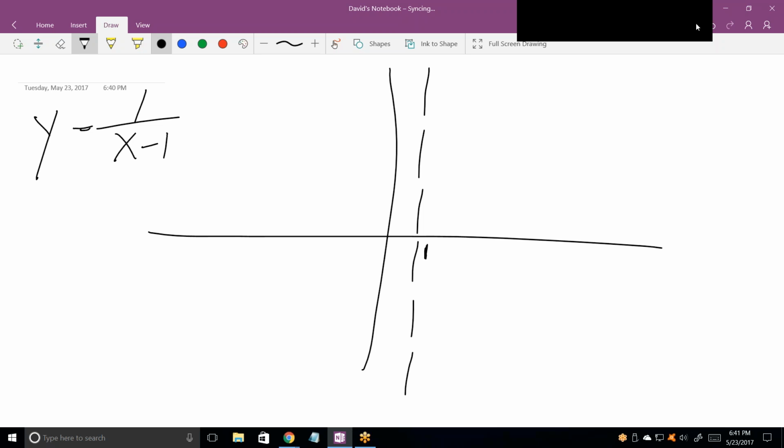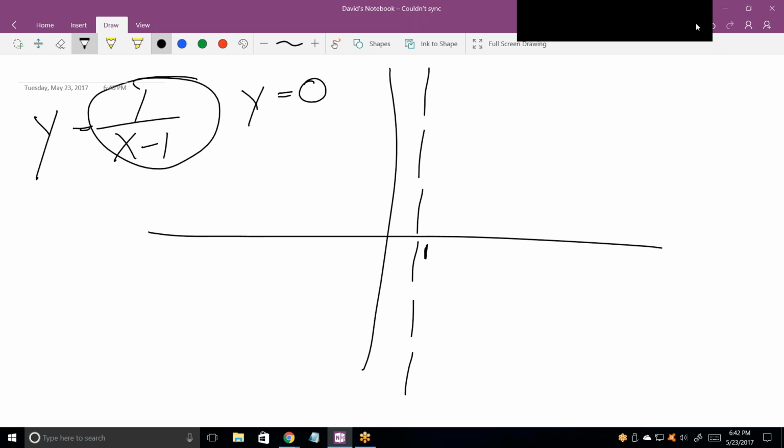What's the highest degree power in the denominator? 1. What's the highest degree power in the numerator? 1. Nope, 0. There's an x to the 0th if you want to think about it like that. In other words, the denominator wins immediately. So what's the horizontal asymptote? 0. It's always y equals 0.